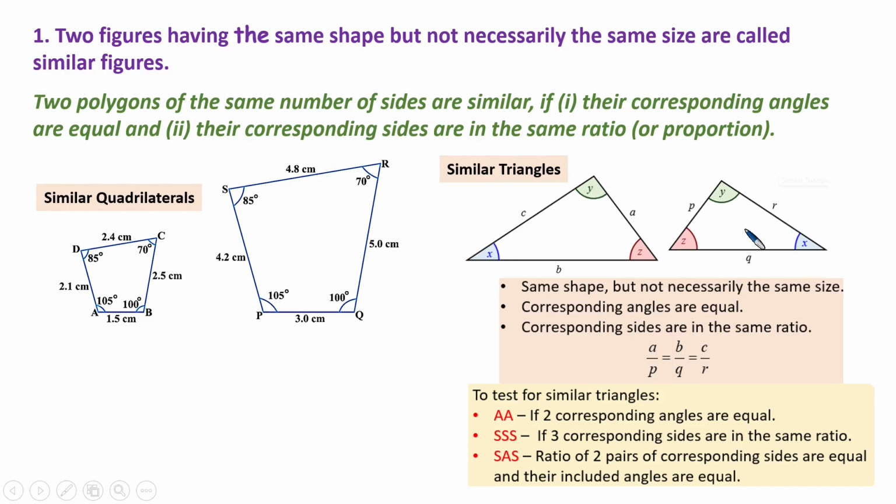So this is a big triangle, this is a small triangle. This is the side of the big triangle, this of the small triangle. These are the corresponding sides of the big triangle and the small triangle.